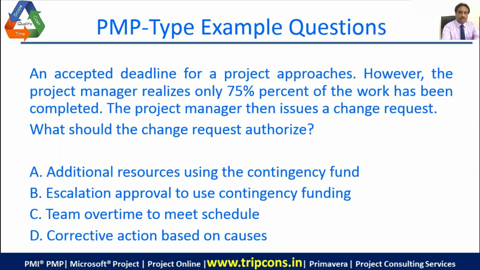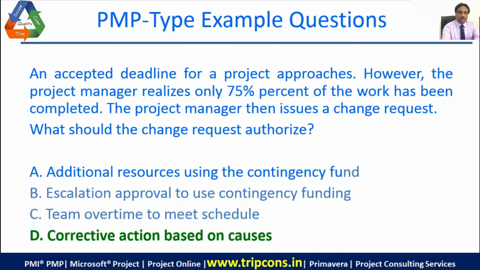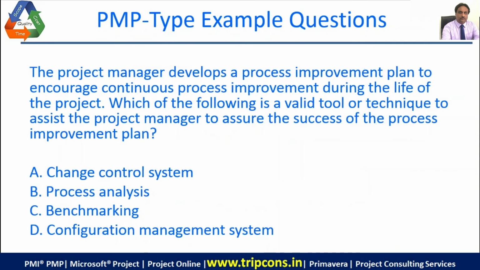Okay, so it means that the completion of the work is not as per your planned values for those periods of time, for those durations. So what you need is to catch up with the work that should have been done in those durations, so what you need is a corrective action based on causes. So that's the answer.